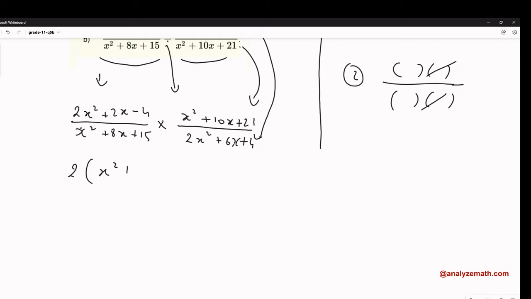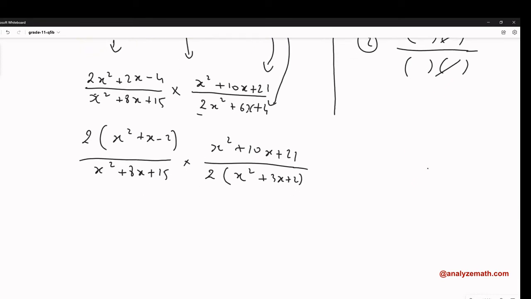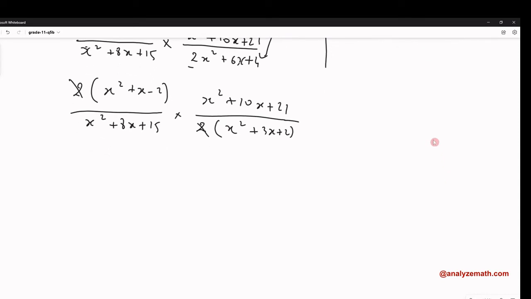Rewrite x2 plus x minus 2, x2 plus 8x plus 15 here, multiply. Now there is nothing to factor here, so we rewrite it again. Now here we have 2, 6, so we can factor the 2 out. Plus 2. Okay, good. Now, we have 2 here and 2 here. These, they will cancel because all these are multiplications and divisions only.